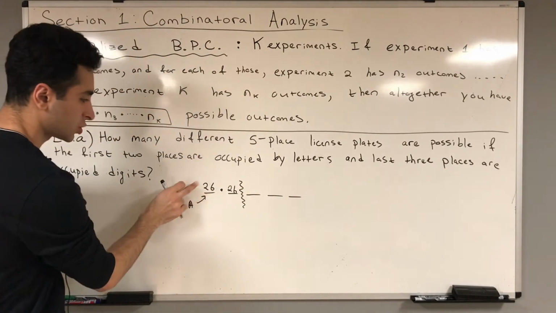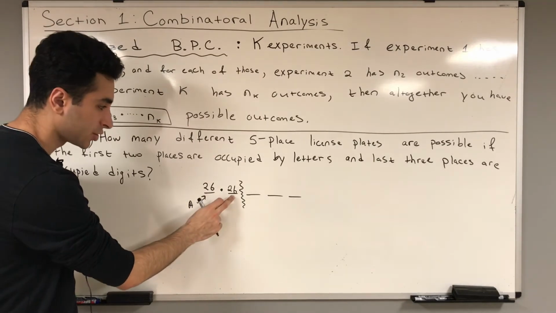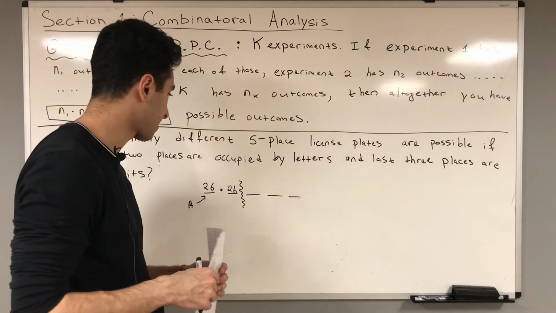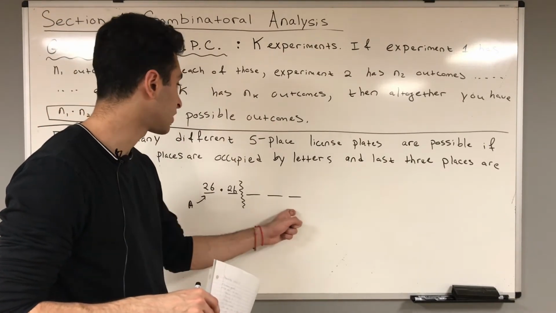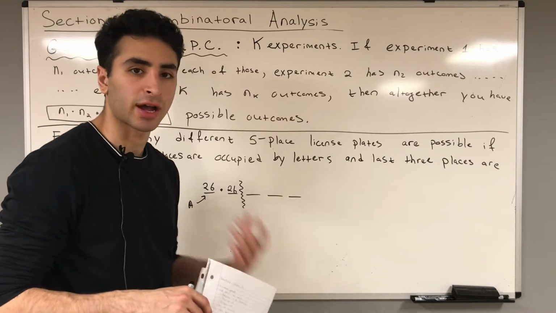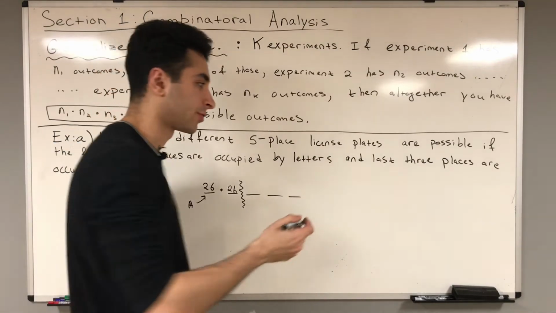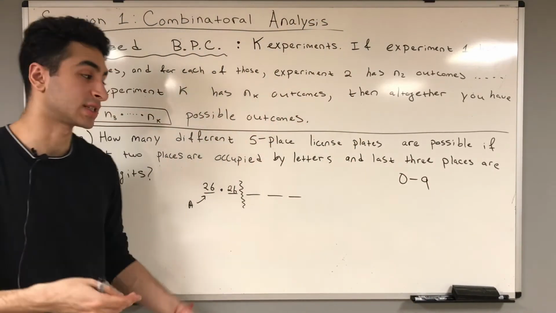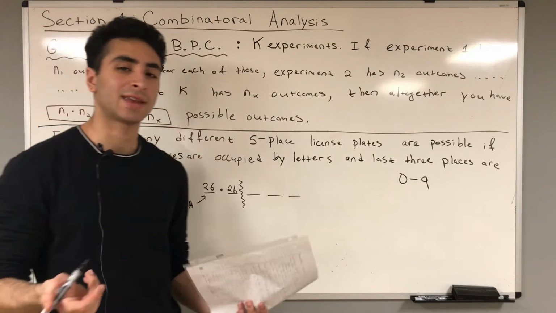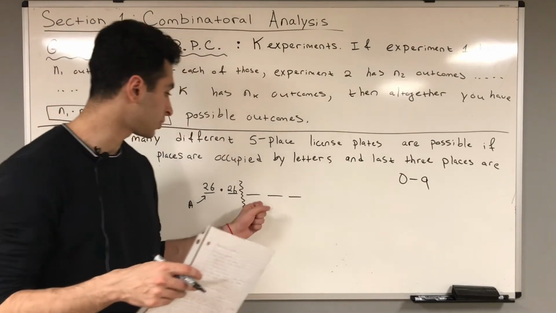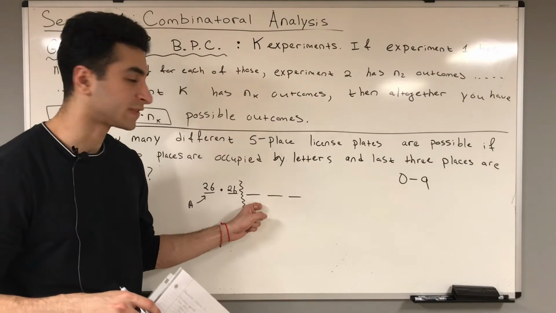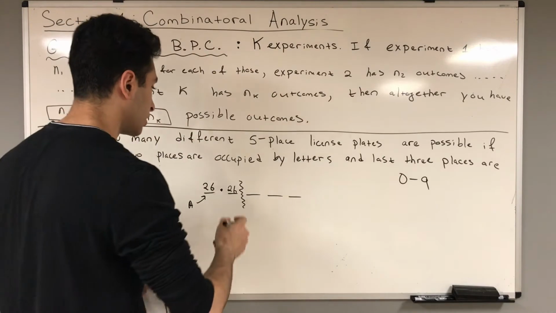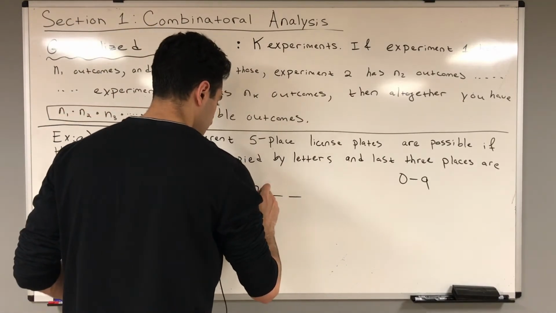So experiment 1 has 26 outcomes. Experiment 2 has 26 outcomes as well. Great. Now we move on to the 3 places here, and these 3 places are occupied by digits. The digits are from 0 to 9. So 0, 1, 2, 3, 4, 5, 6, 7, 8, and 9. We have 10 digits to choose from, right? So for experiment 3, we have 10 digits to choose from, 0 through 9. There's 10 digits, so we can choose any digit we want out of the 10. So we have 10.